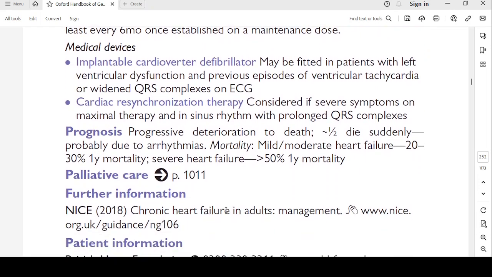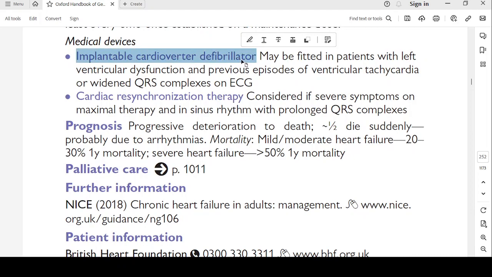Medical devices. So medical devices you can use in chronic heart failure is implantable cardioverter defibrillator. May be fitted in patient with a left ventricular dysfunction and previous episodes of ventricular tachycardia or a widened QRS complex on ECG. So these are the two indications. See, definitely they have left ventricular systolic dysfunction with decreased ejection fraction heart failure. But the other criteria is previous episodes of ventricular tachycardia or a widened QRS complex on ECG before you want to fit a cardioverter defibrillator.